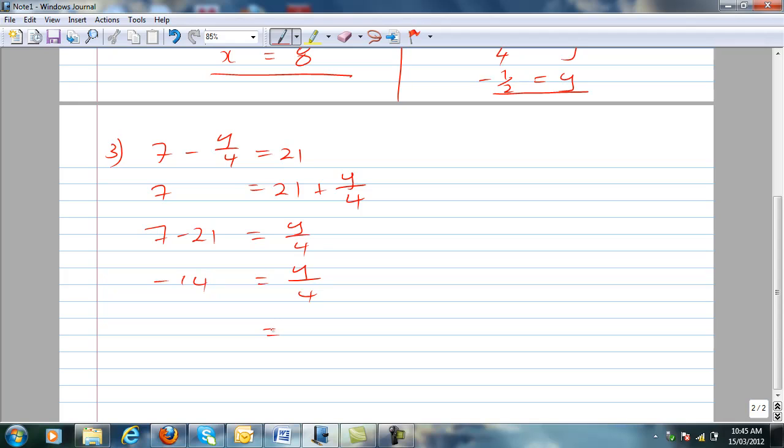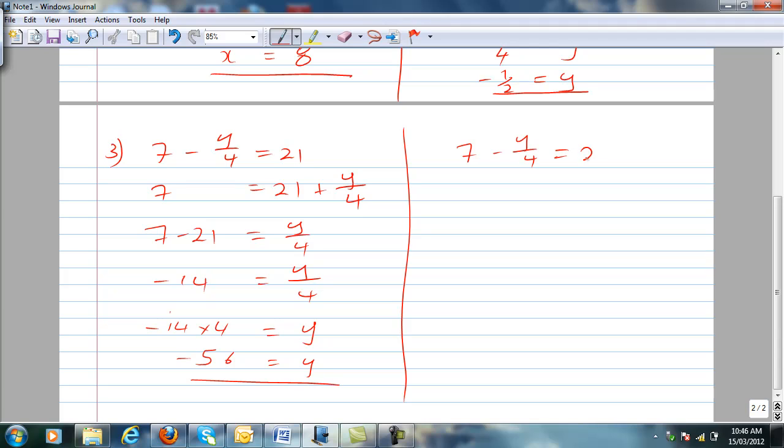Continuing from there, now what I can do is get rid of the 4 so that I have only y left on the right hand side. So if I take 4 on the left hand side, because 4 is divided, it becomes multiplied. So now we've got y is equal to negative 56. Now instead of moving this fraction to the right hand side, what if I move the 7?